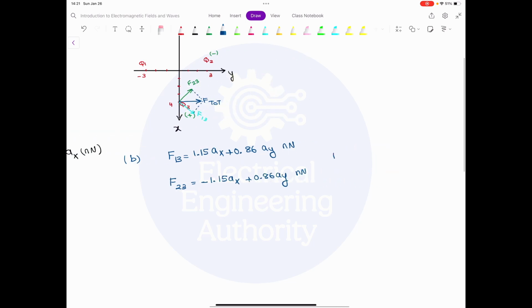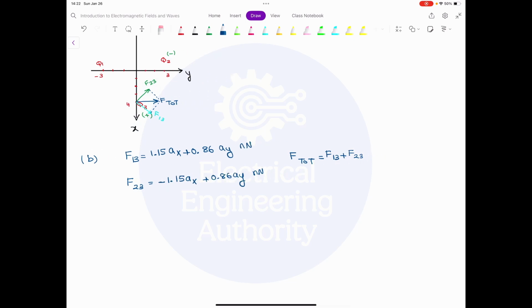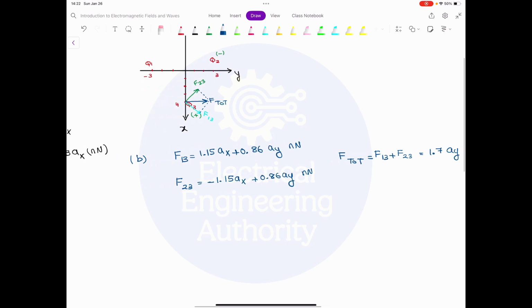Now the F total, the total force that is being exerted on Q3, will be what? F13 plus F23. And you see that clearly the X components will be cancelled with each other. So that's 1.7 AY nanonewtons. So you see that when we change the polarity of one of these charges, the whole force will change direction.